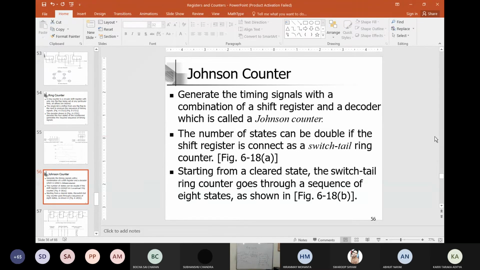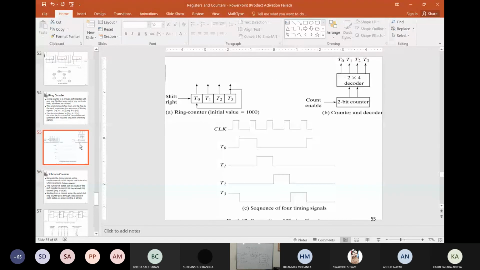So what great thing is happening with a decoder and this? He is telling that the number of states can be doubled if the shift register is connected as a switch tail ring counter. Now what is a switch tail ring counter? We have to first identify it, isn't it? Now let's get back to the old one. Now see, that is what he proposed.